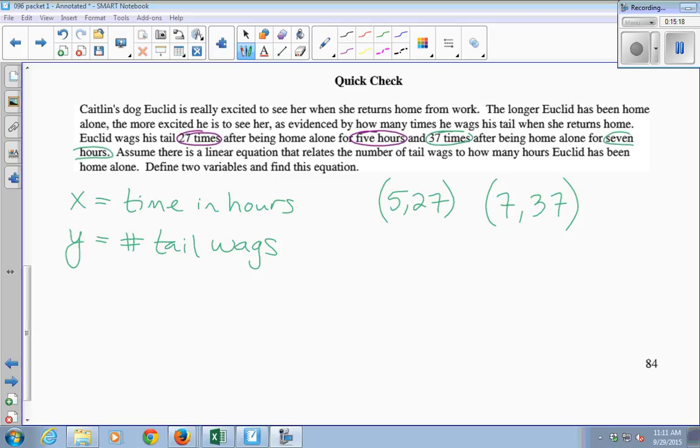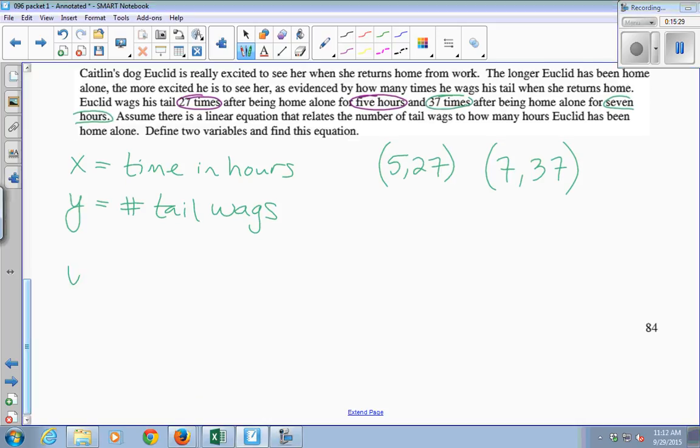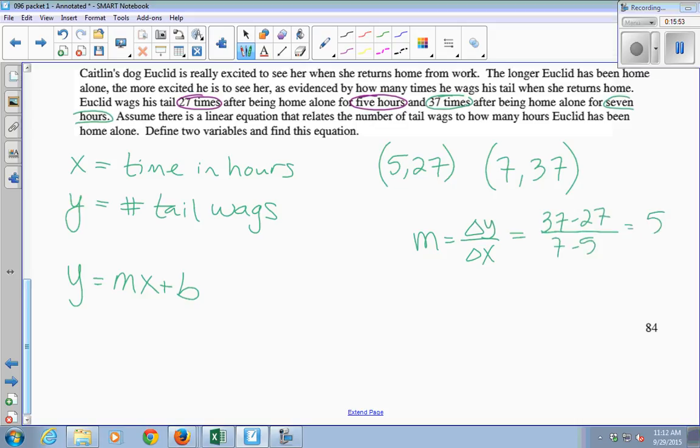So I have 2 points, and I want to find the equation of the line that goes through these 2 points. What's the first thing I always have to try to find when I'm looking for the equation of a line? Slope, right? Because the equation of a line is y equals mx plus b. So I start by trying to find the slope. My slope is the change in y over the change in x. I don't know why y goes on top, but it always does. 37 minus 27 over 7 minus 5. So I get 10 over 2, which is 5. So my slope is 5.